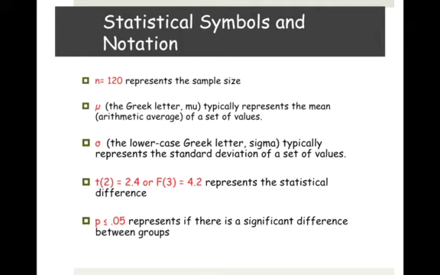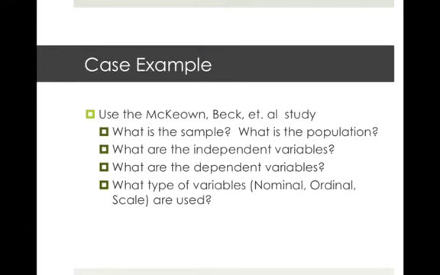So if the p-value is less than 0.05, that means we have a 95% chance that the error is 5% or less, that the intervention either made a difference or didn't make a difference. And so those are the common ones you're going to look at in that Beck study.